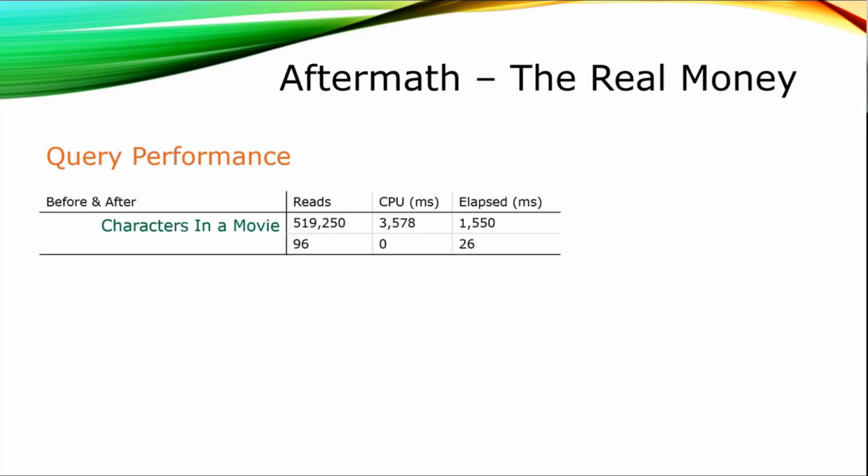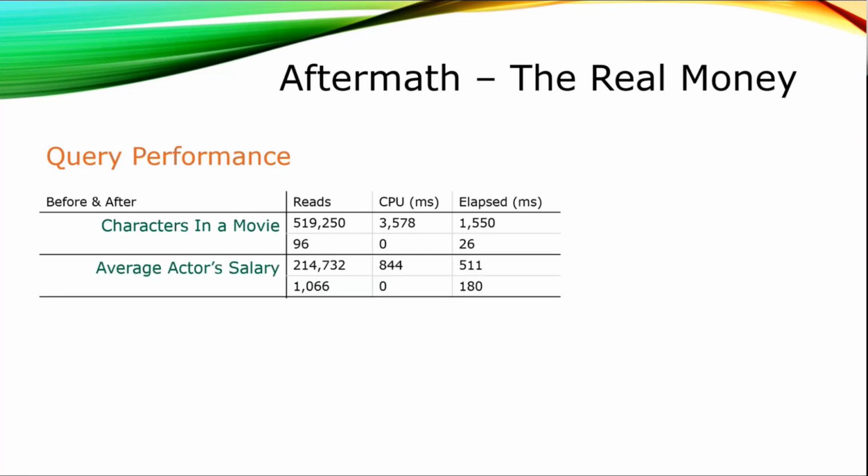So some of the queries that I ran a ton of times to get the index utilization. Characters in a movie. 519,000 reads, right? Almost 4 seconds of compute time and 2 seconds to actually run it in our before database. If I run that same script in our newly optimized database, compute time, zip. Elapsed time, next to nothing. Reads, 96. That is a substantial decrease. Even something more aggregate focused, the average salary for an actor.